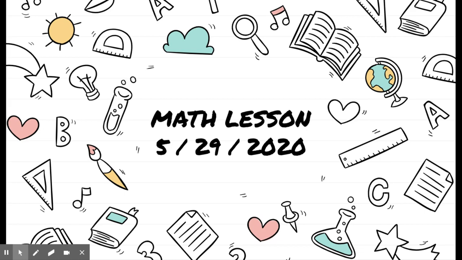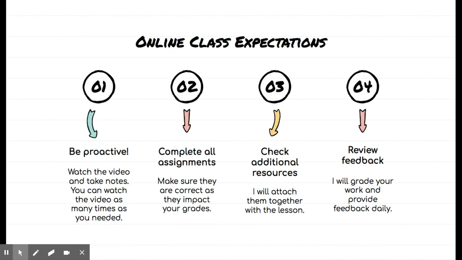Today is May 29th, 2020. Isn't it weird that it's going to be June already? I felt like the year had just started and it's becoming the shortest year ever. The expectations are always the same.